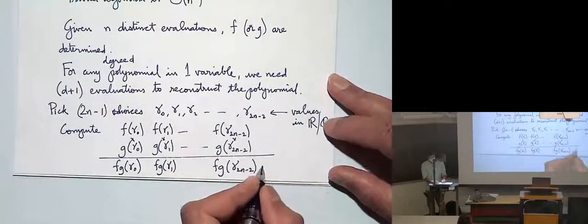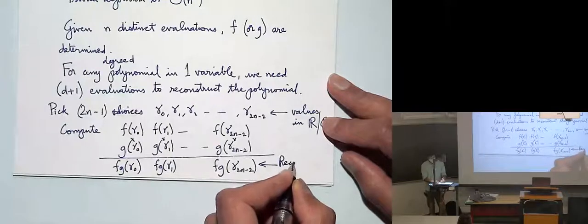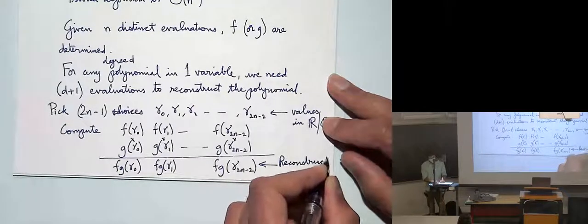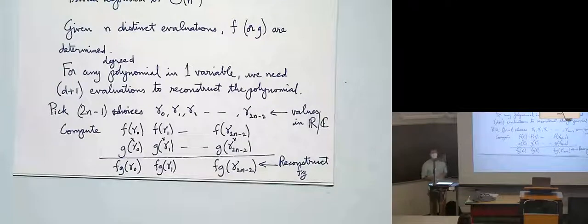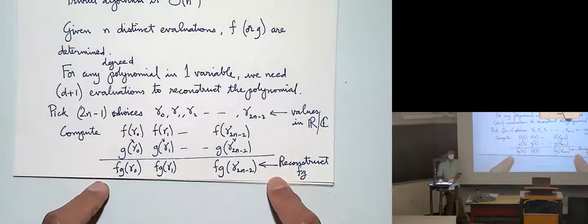And now I could try to reconstruct fg. Does this make sense? So instead of trying to multiply the polynomials, I multiply the evaluations of the polynomials. And then if I have enough evaluations, I can try to reconstruct.